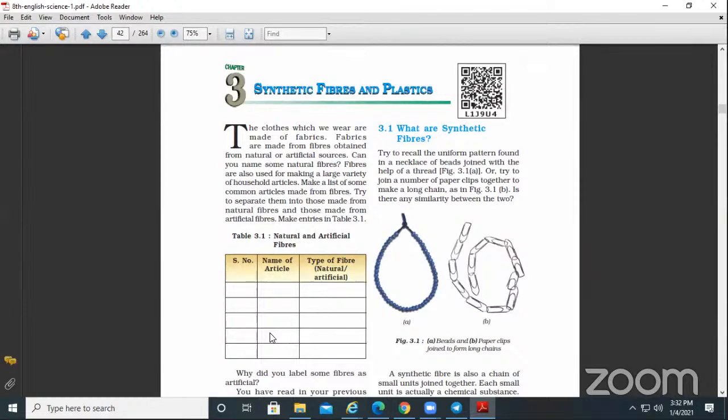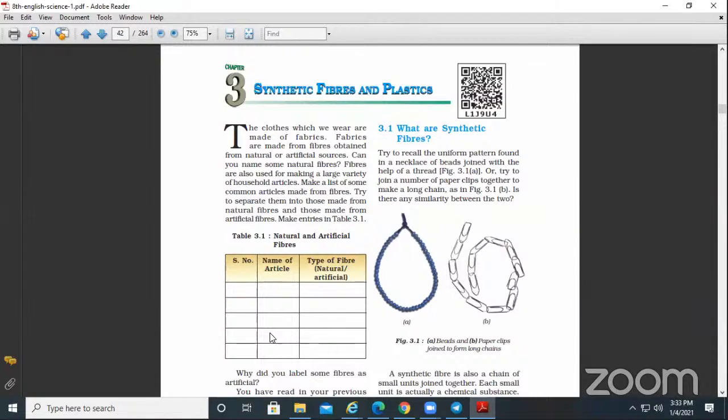First, the topics to be covered in this chapter: what are synthetic fibers, what are the types of synthetic fibers, and natural fibers. What do you mean by natural fiber? In natural fiber, what things come? One by one we will go through these topics: what you mean by synthetic fiber, what you mean by natural fiber, where we get these fibers from, and how these fabrics are converted into fibers. As I told you before, fabrics are first made from yarns, and then slowly converted into fibers.